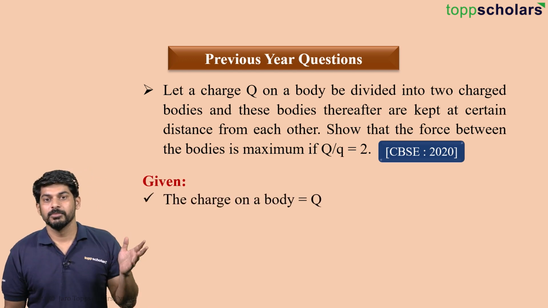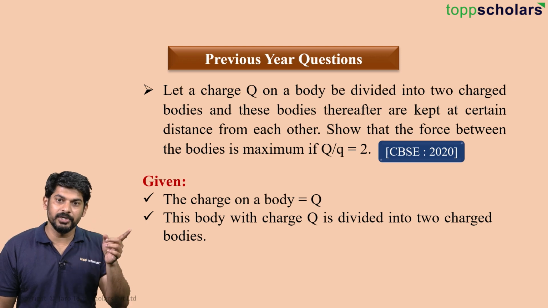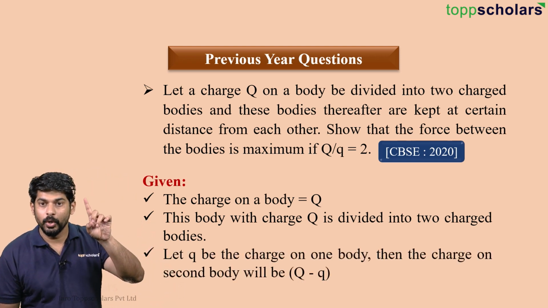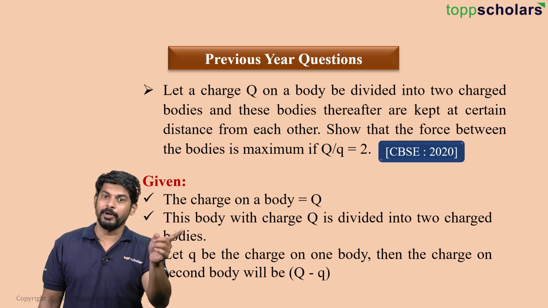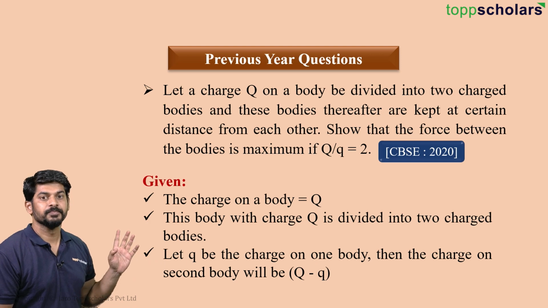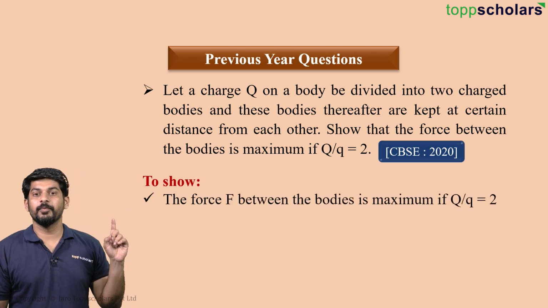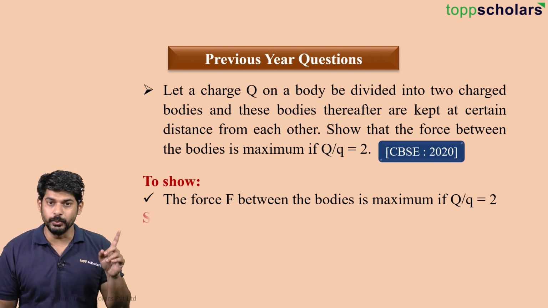First of all, what is given? The charge on a body is Q. The body with charge Q is divided into two charged bodies. Let q be the charge on one body, then the charge on the second body will be capital Q minus small q. Now, what we have to show here is that the force F between the bodies is maximum if capital Q upon small q is 2.